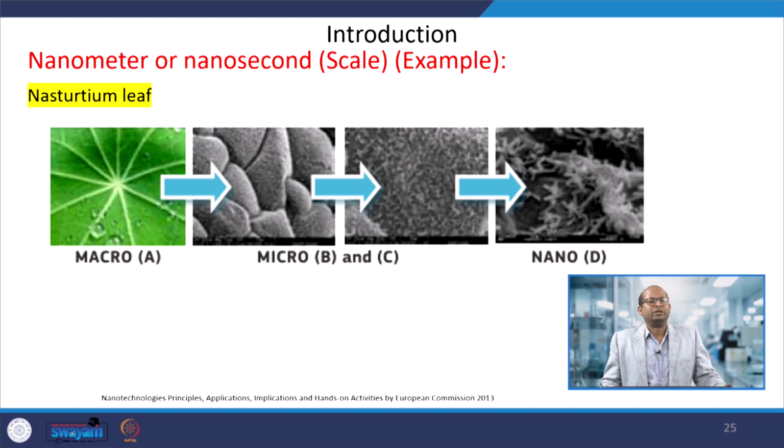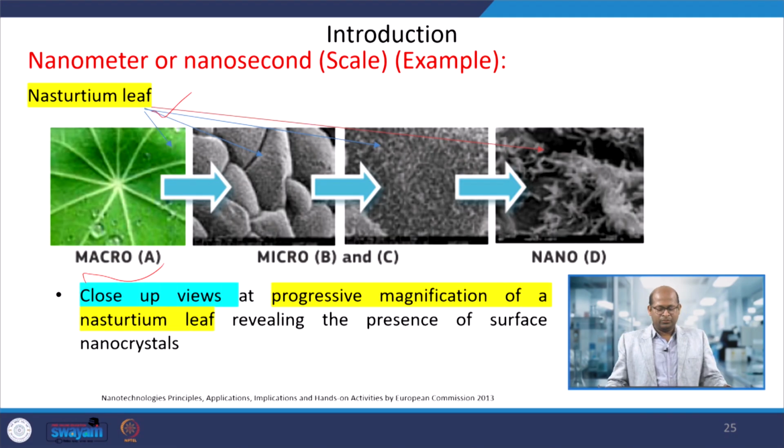Here is another example, a nasturtium leaf. If we see the leaf at the macro scale, the image is like this. Once we go deeper into the micro and then the nano scale, after gradual magnification from macro to nano, we can easily see the surface nanocrystals on that leaf, through progressive magnification of that particular substance.